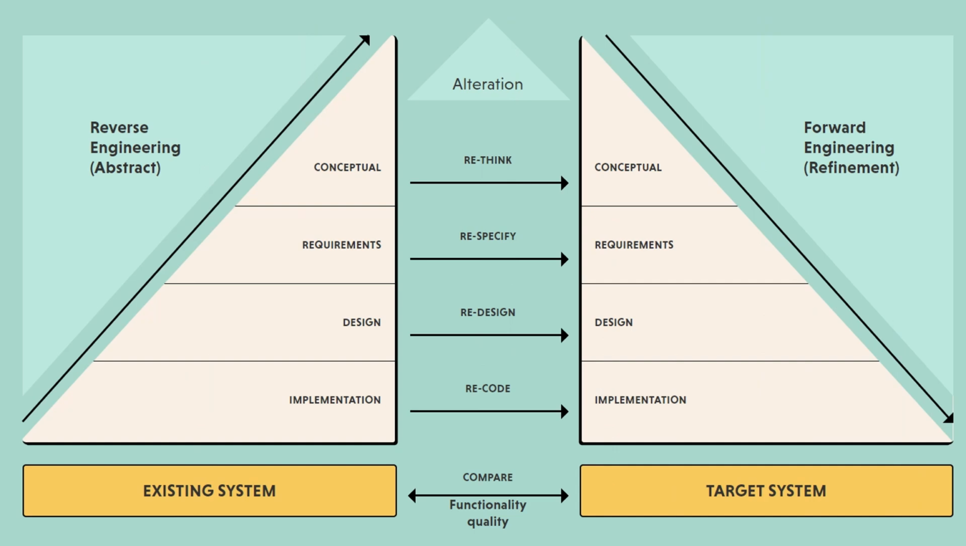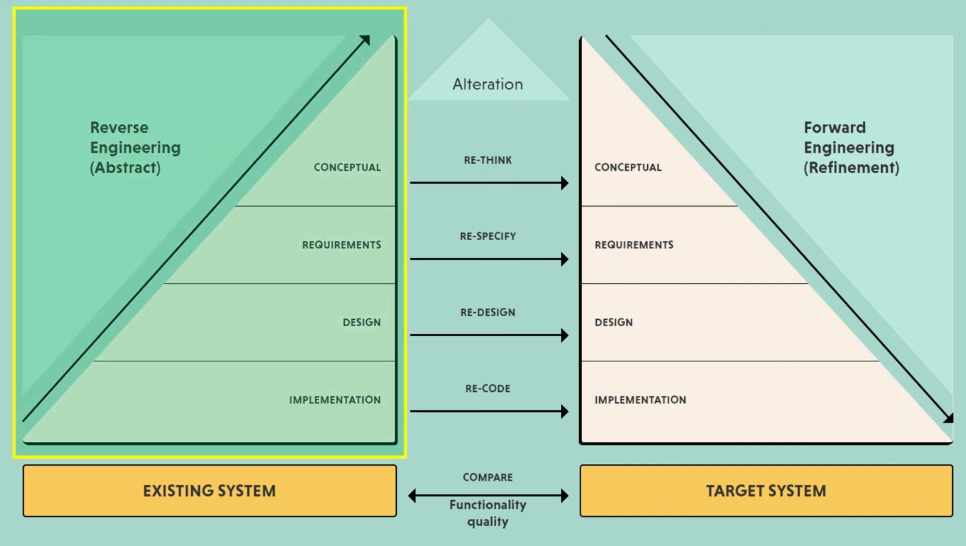Now let's understand the figure shown here. The left side of the figure represents the existing system. At the bottom is the implementation level, which is the actual source code, and above that is the design level, then requirements, and finally the conceptual level, which represents high-level business understanding and system goals. The upward direction on the left side represents reverse engineering. Here the developers move from low-level implementation detail upward to high-level abstraction. In simple terms, they analyze the code to recover the design, requirements, and conceptual understanding of the system.